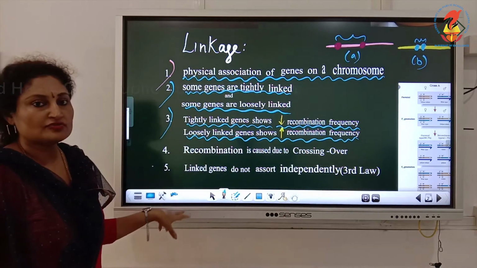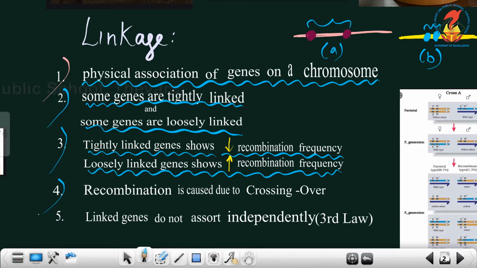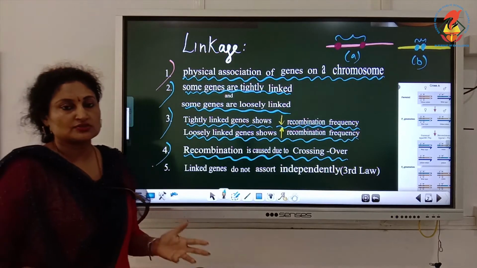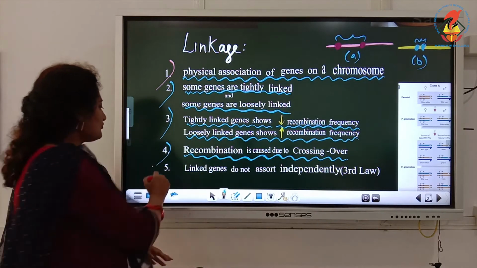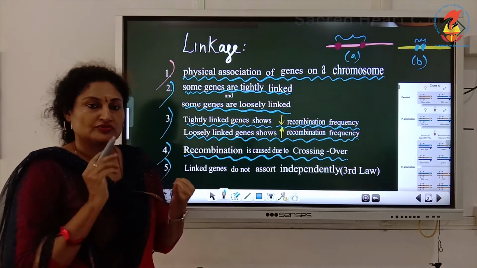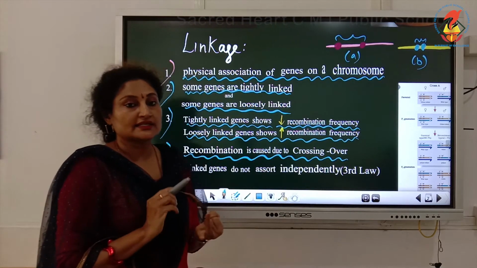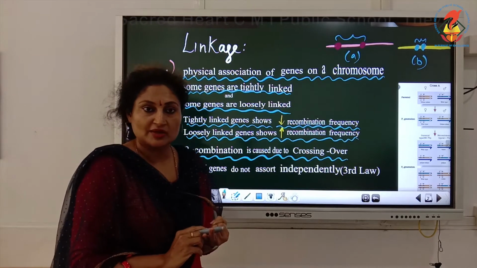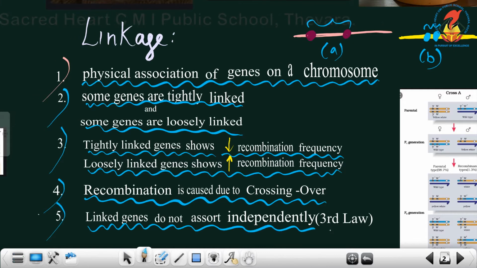Let me complete the five observations he derived. The fourth observation is that recombination was the result of crossing over. You all have learnt in 11th standard what crossing over is and which stage it takes place in: meiosis 1, prophase 1, pachytene stage. And the fifth point he derived is that linked genes follow the first law of Mendelism, that is the law of dominance, and the second law of Mendelism, that is the law of segregation of gametes, but they do not follow the third law, that is, linked genes do not assort independently.